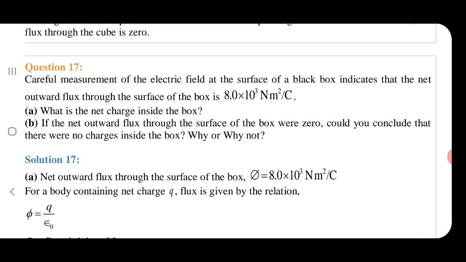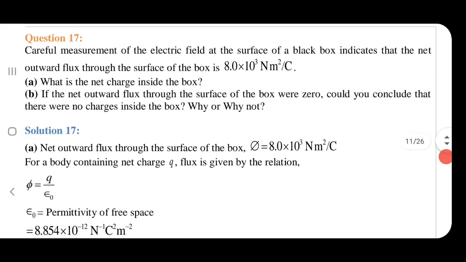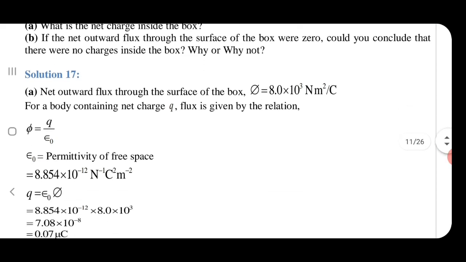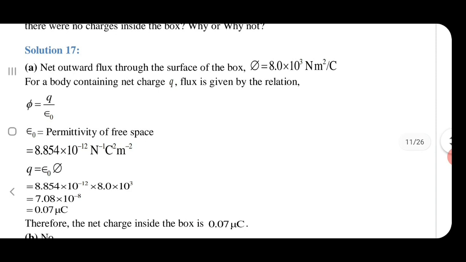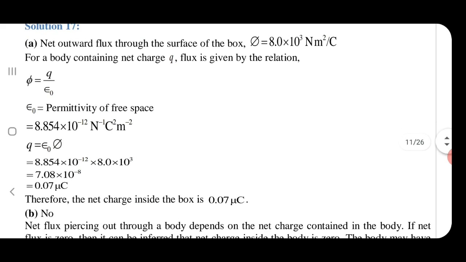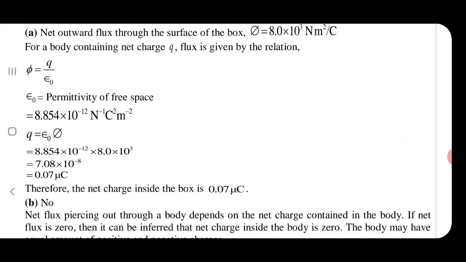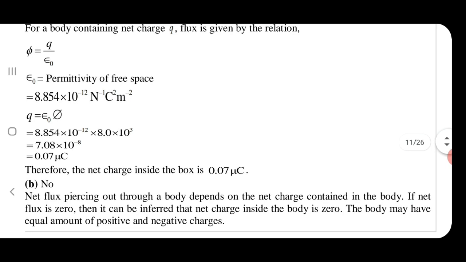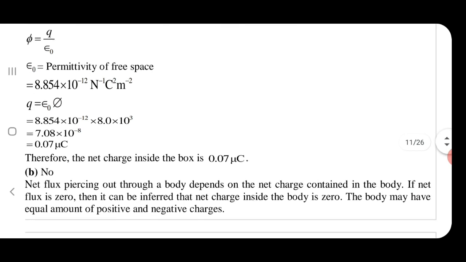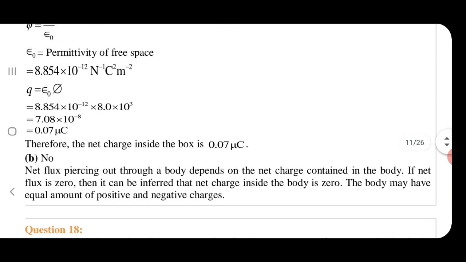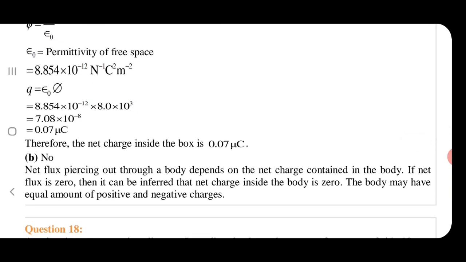Now to find the net charge, we can use that simple equation, Gauss's law, that is phi is equal to q by epsilon 0. Now substituting for epsilon 0, we'll get q equal to epsilon 0 into phi, that is 0.07 microcoulomb or 7.08 into 10 raised to minus 8. So the net charge inside the box is 0.07 microcoulomb.